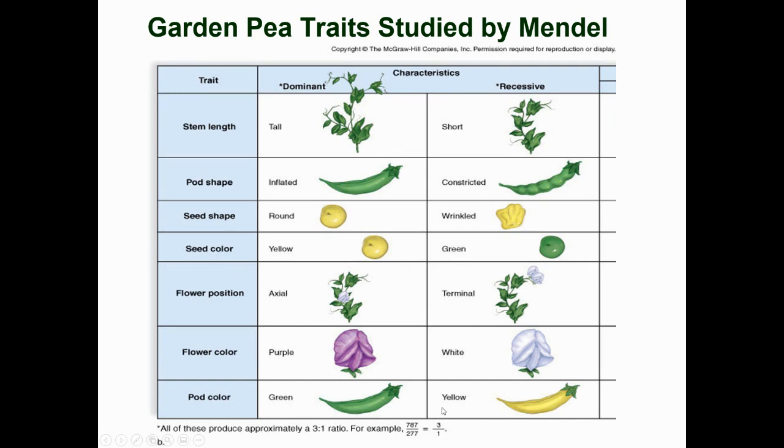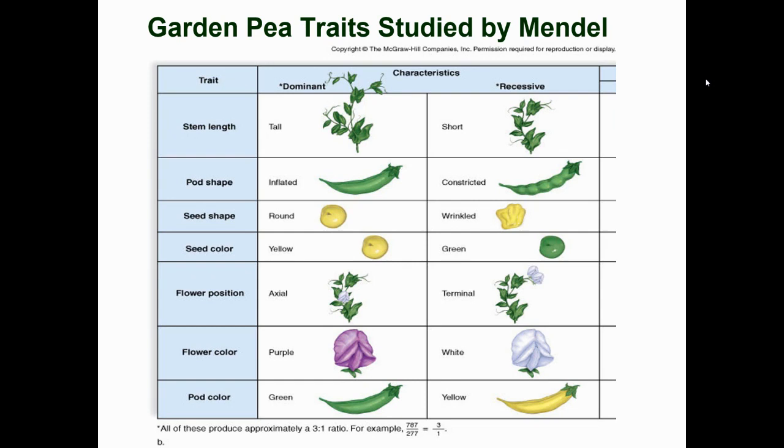So there's not going to be this in-between color. There won't be any in-between or combination of purple and pink. So this really allowed him to determine these patterns and the mathematics behind it.